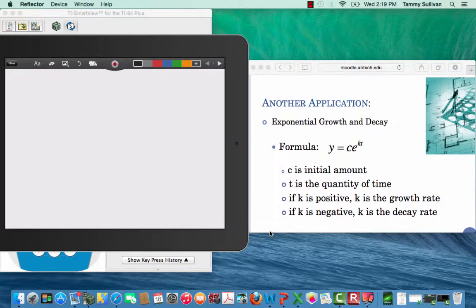The next application we're going to do is growth and decay problems. So here's the general formula. C is going to be the initial amount. The base is going to be fixed at e.